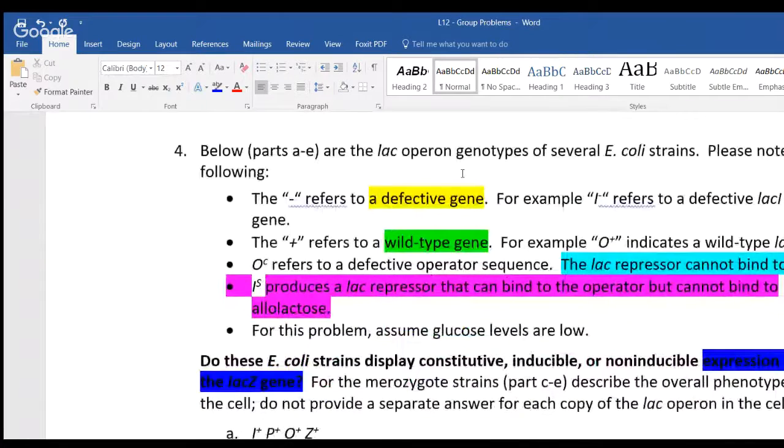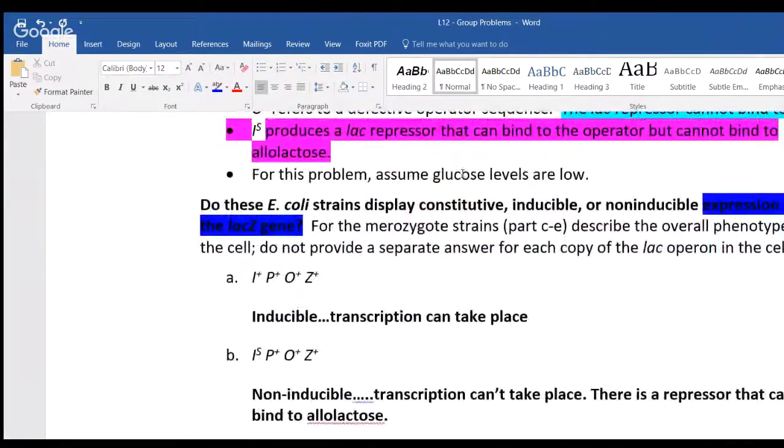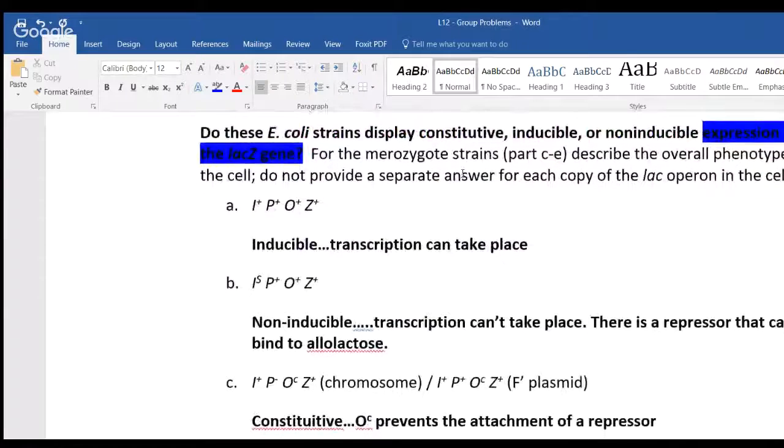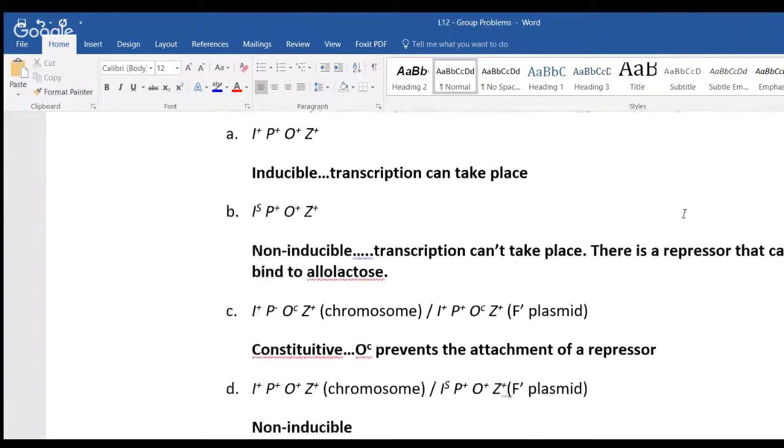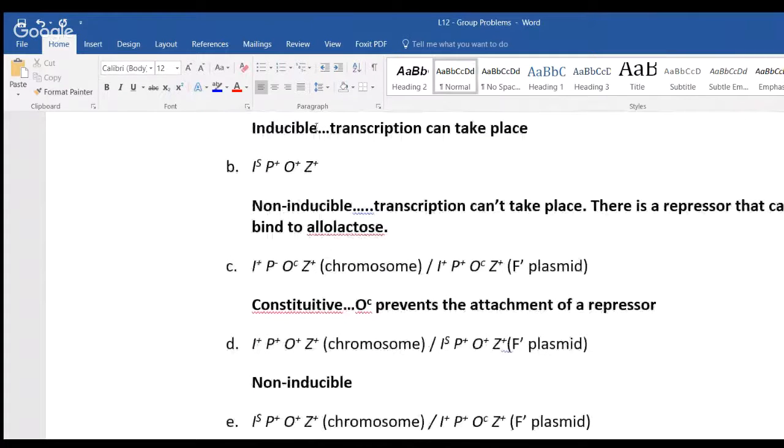For part 4, we are looking to see if something is constitutive, inducible, or non-inducible for the lacZ gene. Inducible means transcription can take place. So for A, all of the pieces are functioning normally, so we know it's inducible and it will take place normally. Non-inducible means something's preventing it from taking place. In this case, it's the I^S, because the repressor can't bind to allolactose, and allolactose is what would change it so it could be activated.